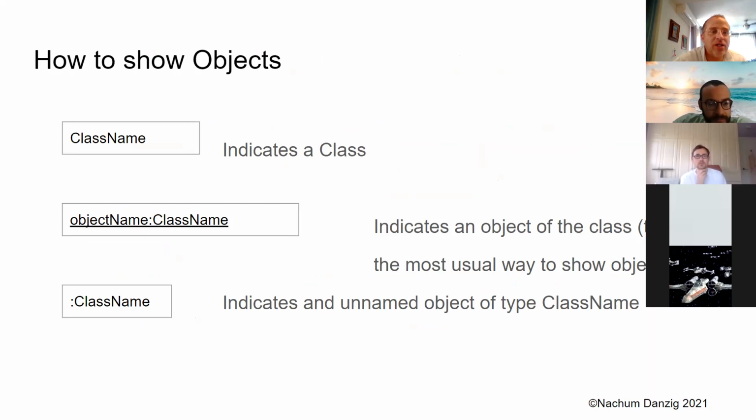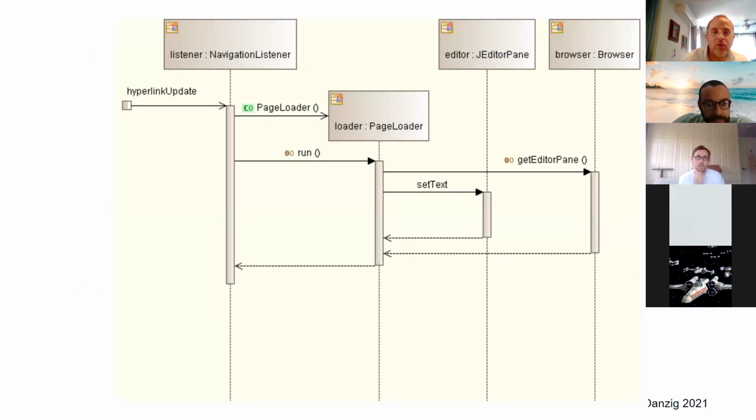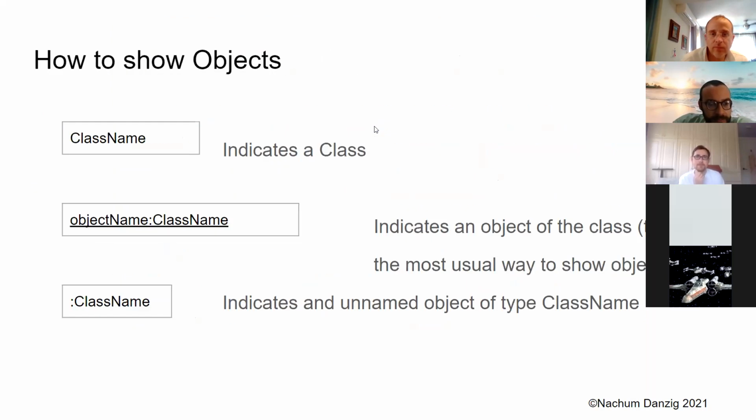How to show objects. Over here, we write the class name, which indicates a class. Objects are a little bit weird because there are different ways of doing this. One thing I'm not sure of is when to use this and when to use this. So this indicates an object of the class. This is the most usual way to show objects. So in other words, we're normally going to write the object name and the class name, in other words, the instance name.